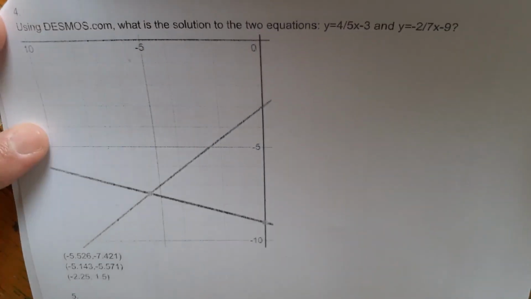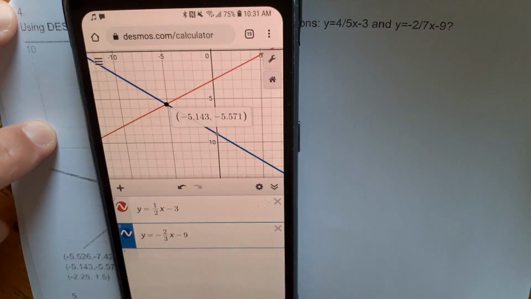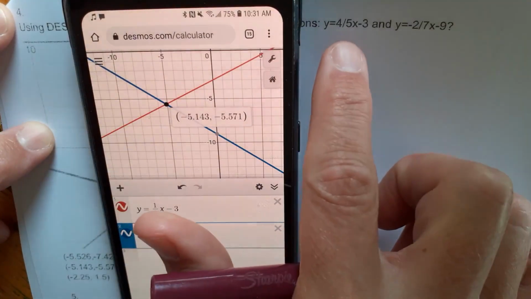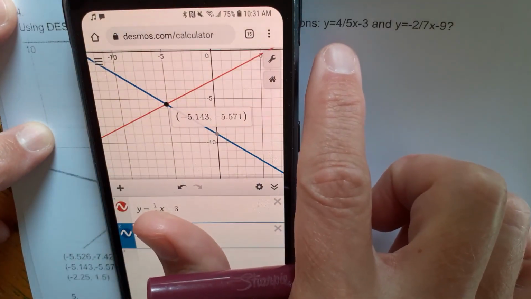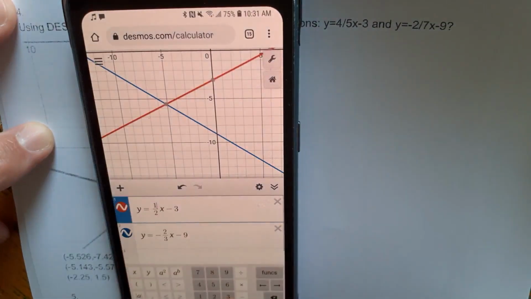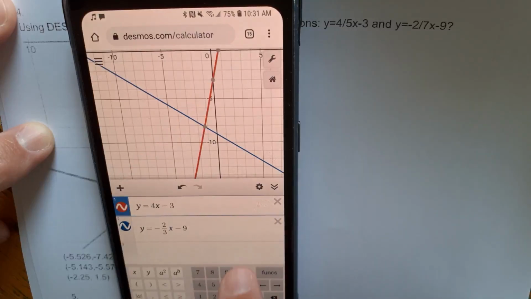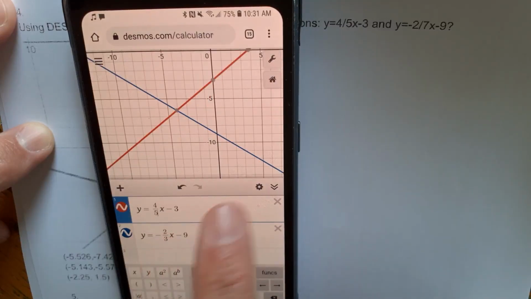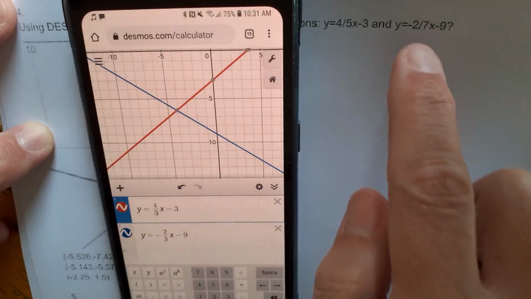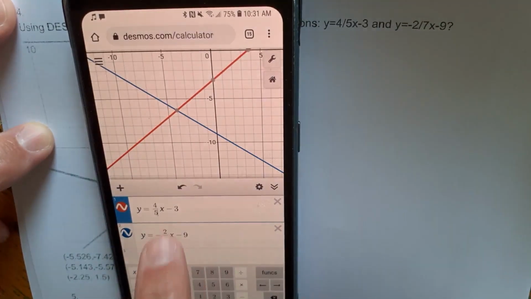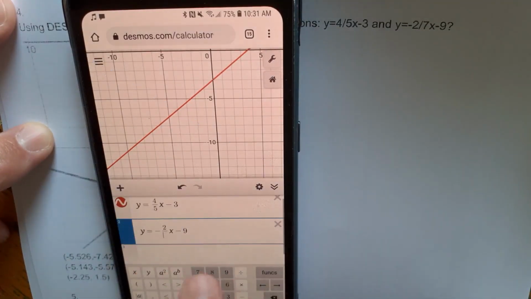Oh, okay, so they just ask us to move on to this one. This one will be a little bit better because I'll type it in for you. That one was already in my calculator because we had used it prior. So 4/5 x minus 3. Let's put a 4/5 in here. 4 divided by 5 produces 4/5. Minus 3 is okay. And then negative 2/7, I'm just going to put a new denominator in of negative 2/7 x minus 9.